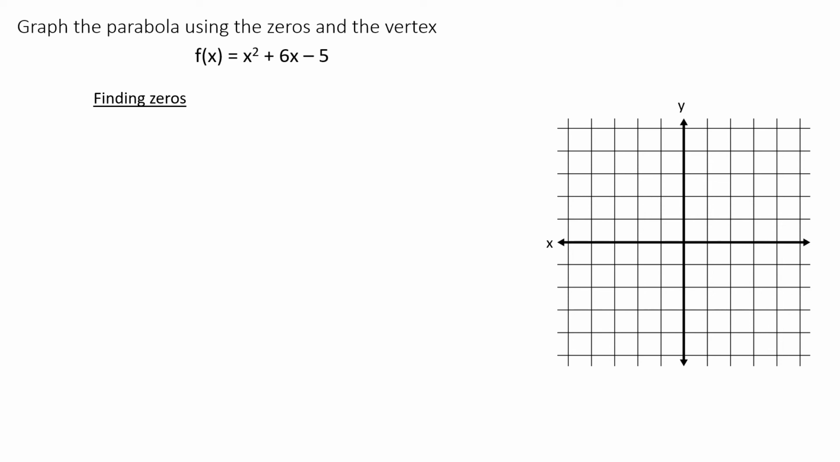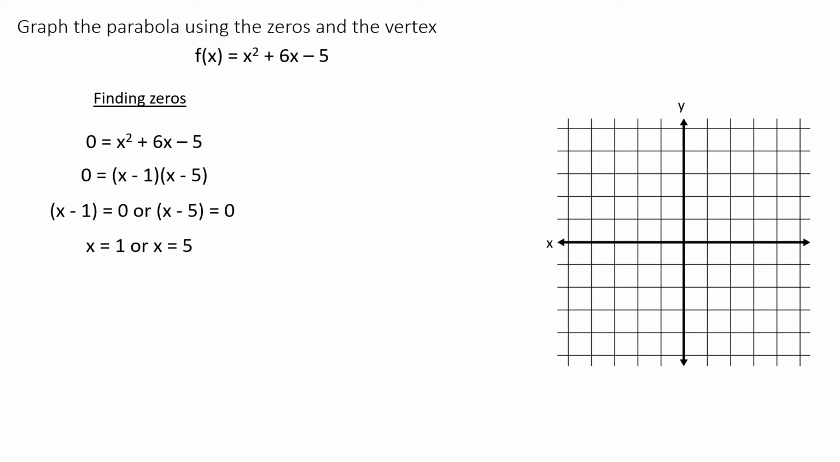So to find the zeros, I'm going to set the function equal to 0. Then I'm going to solve for x. I'm going to set each factor to 0. And I end up with x equals 1 or x equals 5. So that means my zeros are 1 and 5. Or I could graph (1, 0) and (5, 0), which I'm graphing now. Okay, so I have found the zeros.